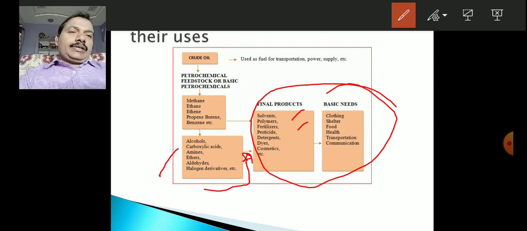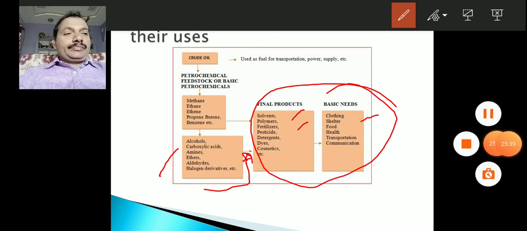And not only that, these products can also be useful in clothing, that is polyester cloths, and shelter, that is construction materials. Food items can also be manufactured with the help of these, and the medical and health sector also makes use of all these elements, as do transportation and communication.